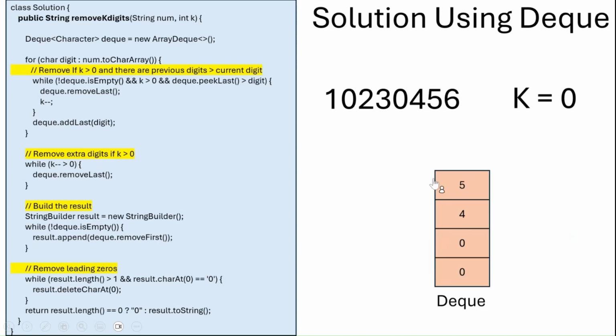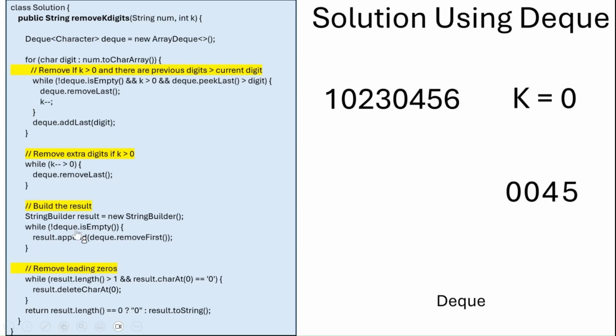Now we need to prepare a result from this Deque. So we removed the elements from the front and added to the string builder. So the result became 0045. But we know that we can't have a leading zero in our output. So we have this one while loop here, which checks whether the result length is greater than 1, and the first character is 0, then keep on removing that 0 character. So remove the leading zeros, it became 4, 5.